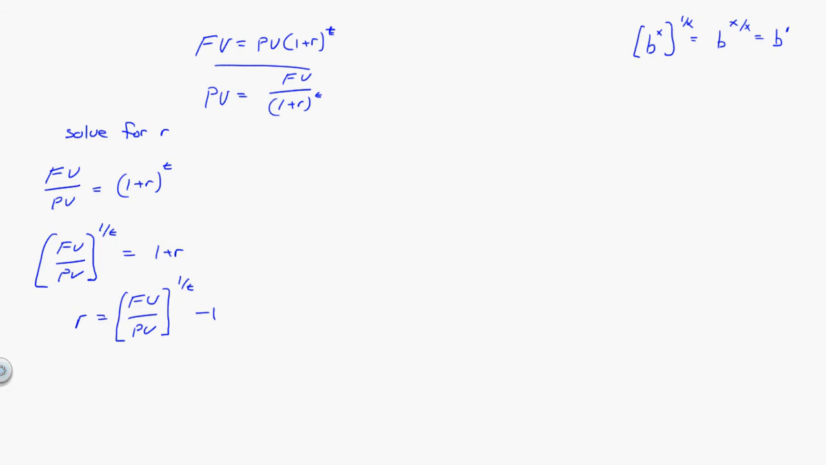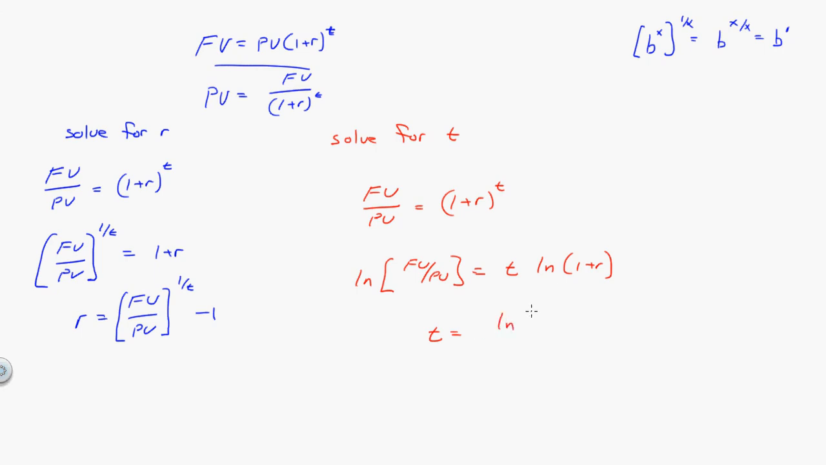Okay, so here let's solve for t. So again, I have future value divided by present value is equal to 1 plus r to the t. Now I have to take the natural log of both sides. So natural log of future value divided by present value is equal to t times the natural log of 1 plus r. T is equal to the natural log of future value over present value divided by the natural log of 1 plus r.